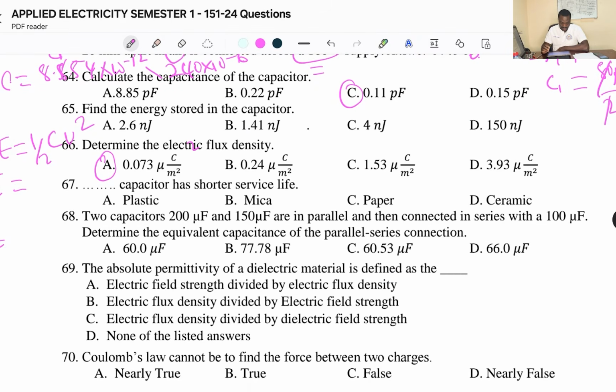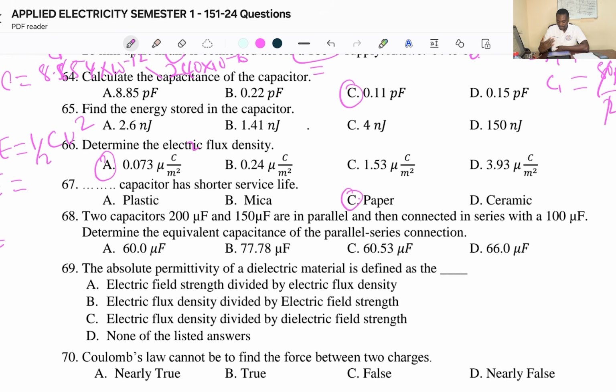Question 67. Does a capacitor have a shorter service life? So here, we are giving different kinds of capacitors. If you look at them, the paper capacitor is going to have a shorter service life, because if you are having a paper capacitor, that means the paper can become moist.